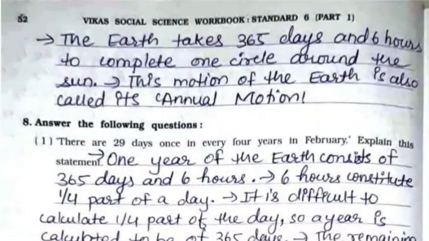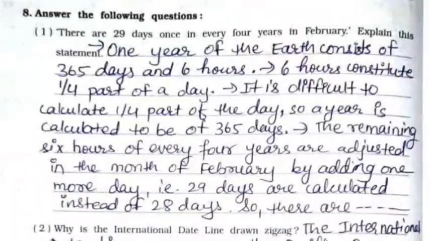The earth takes 365 days and 6 hours to complete one circle around the sun. This motion of the earth is also called its annual motion. Now we'll continue with question number 8, that is answer the following questions.